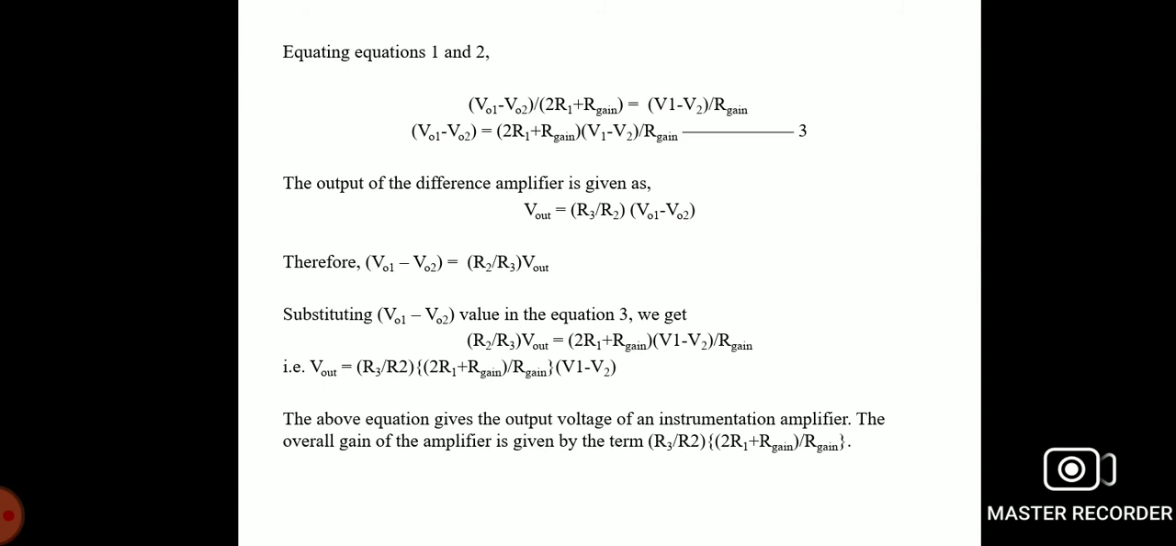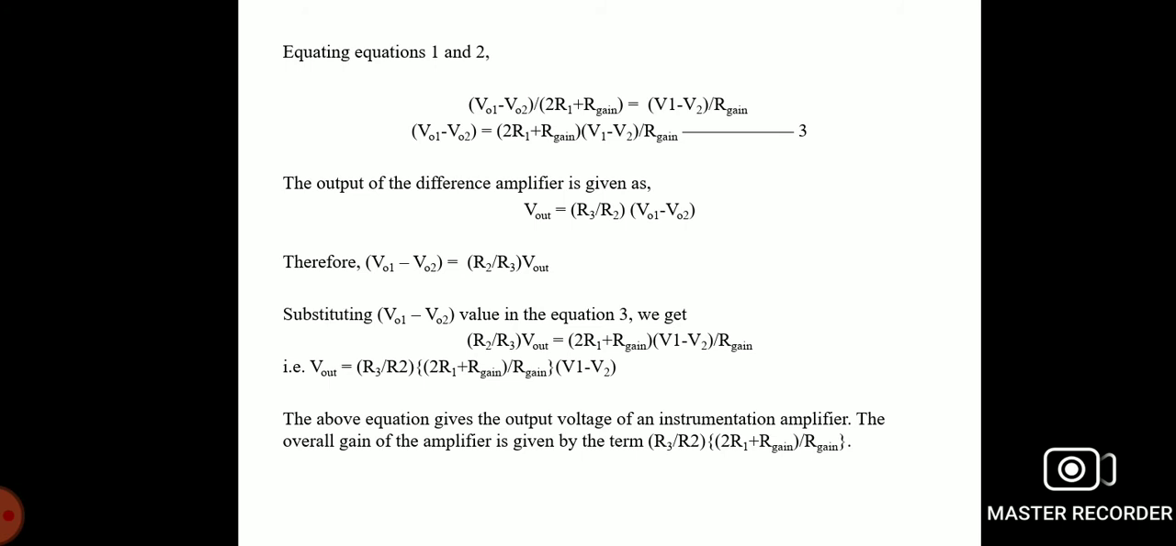Now the input impedance of the instrumentation amplifier is dependent on the non-inverting amplifier circuit in the input stage. The input impedance of a non-inverting amplifier is very high, so the output impedance of the instrumentation amplifier is the output impedance of the differential amplifier, which is very low. Then the CMRR of the three operational amplifier circuit is very high and almost all of the common mode signal will be rejected.